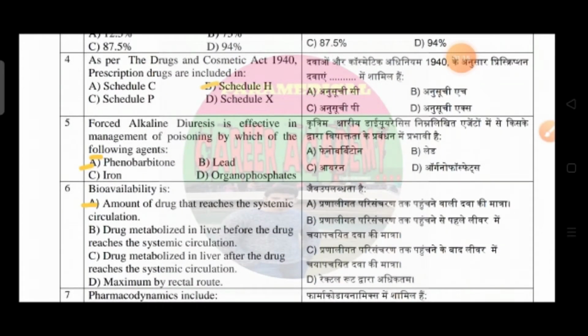Question number 4: As per the Drug and Cosmetic Act 1940, prescription drugs are included in? Option A Schedule C, option B Schedule H, option C is Schedule P, and option D is Schedule X. So the correct answer is option B, that is Schedule H.